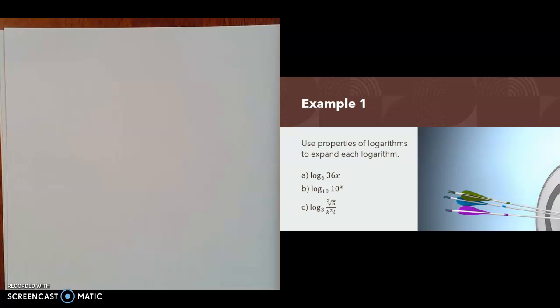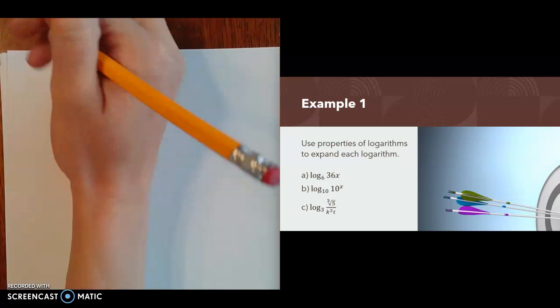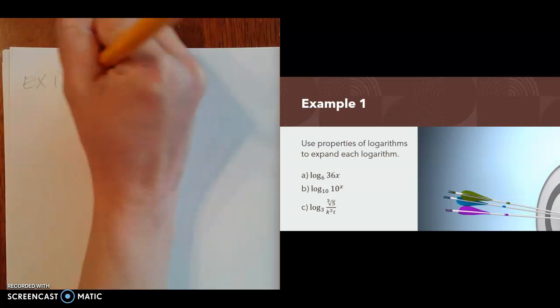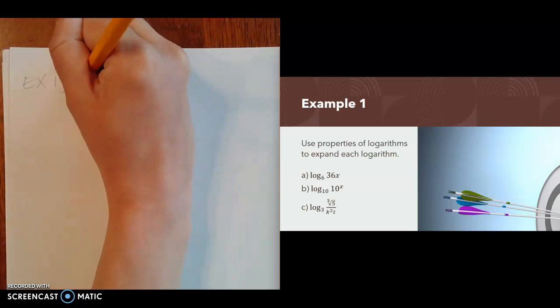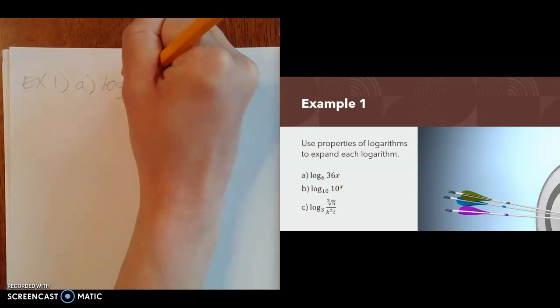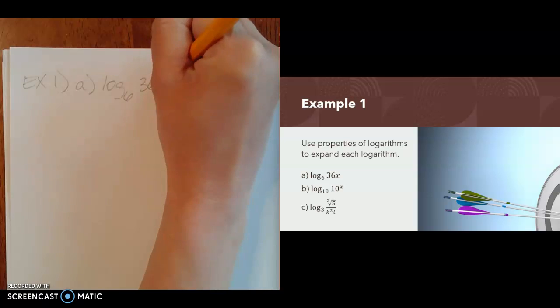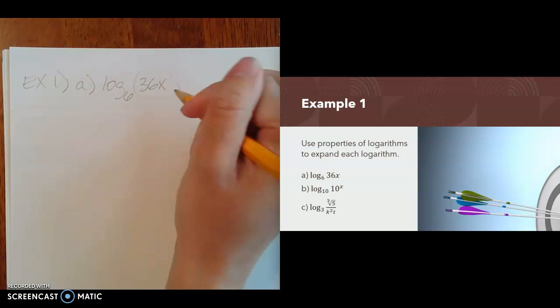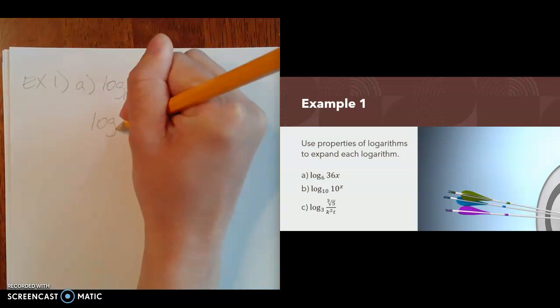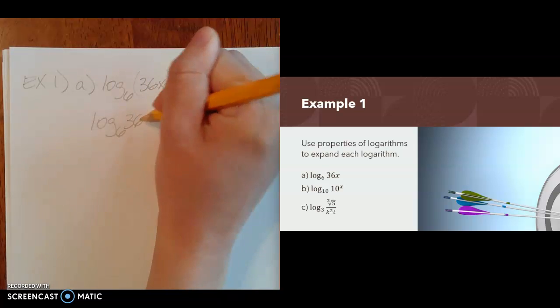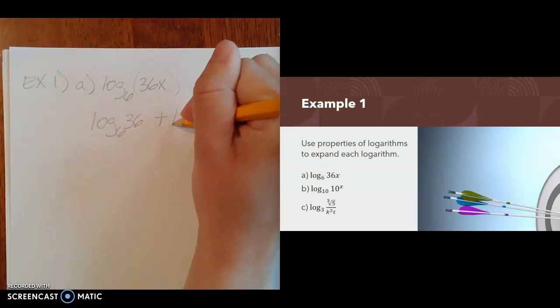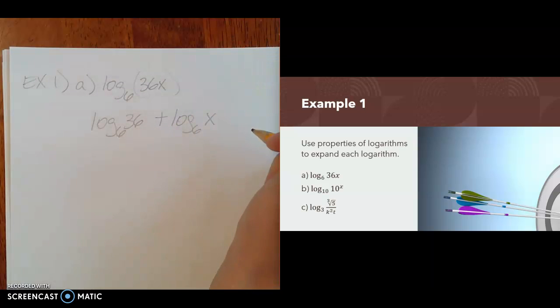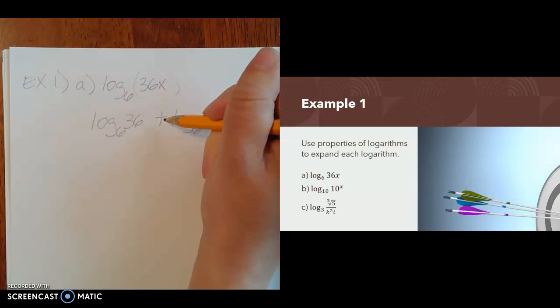So the first thing we're going to do is just practice expanding. We're going to start with one logarithm and expand it out, and you'll see how sometimes it's easier to simplify things this way. Example 1, the first one I have is the log base 6 of 36x. So that's 36 times x. I'm going to use that product property to separate things out. So this is the log base 6 of 36, and we're going to add the log base 6 of x.